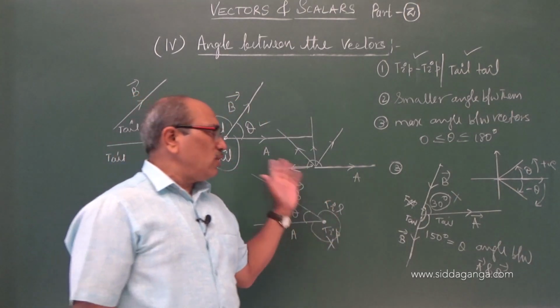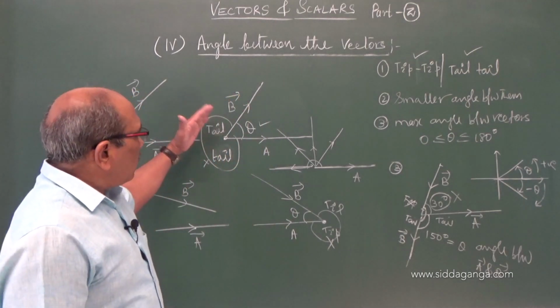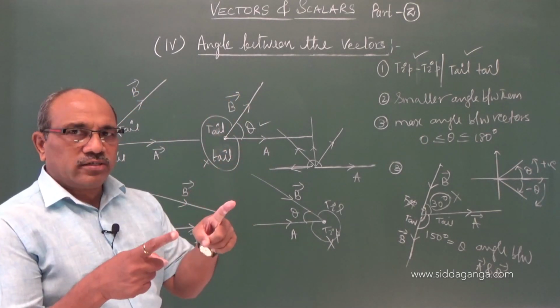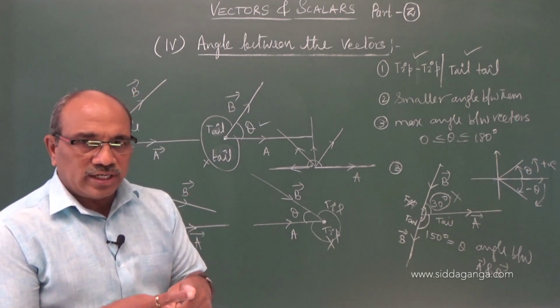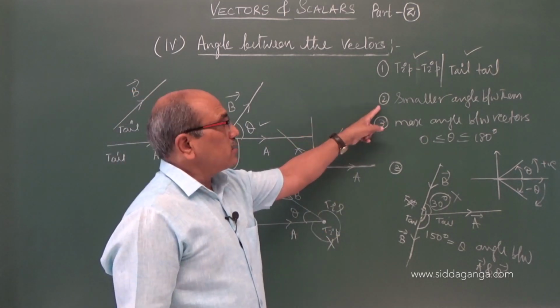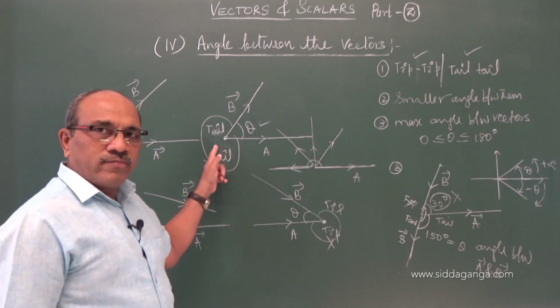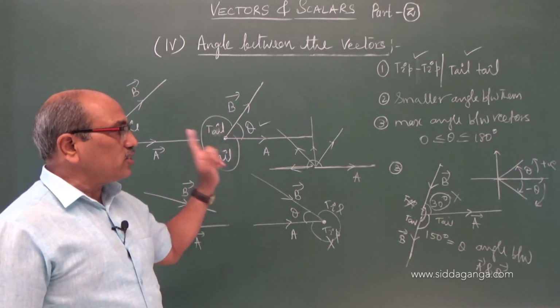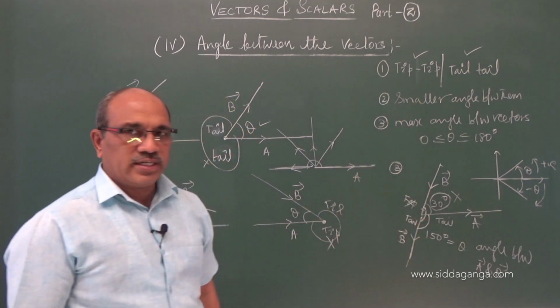So this is one or two examples I have shown here. How to measure the angle? Any two vectors you are permitted to move in the same plane, and make either tail to tail join or tip to tip join. That is condition 1. The second condition: there are two angles possible, inner and outer angle. Out of those two, whichever is smaller you have to consider. That is what, the smaller angle between them should be taken.